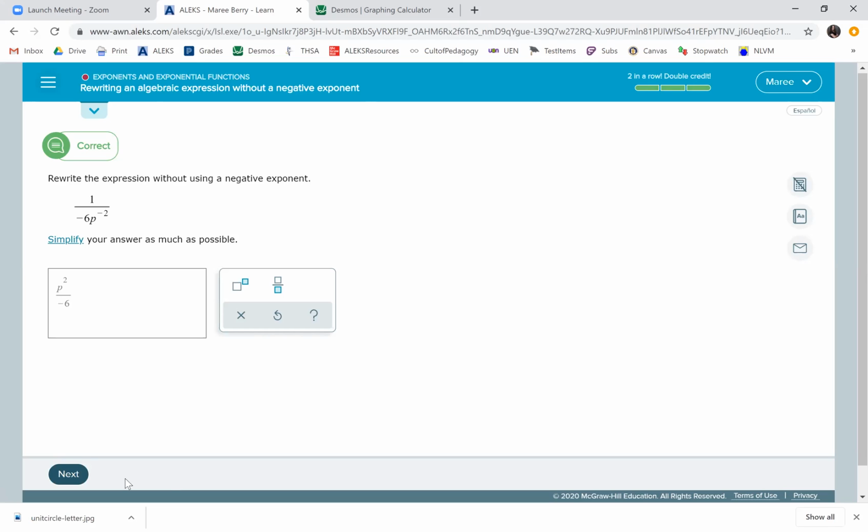So that's it. We're just moving whatever has the negative exponent, move it to the opposite place in your fraction, either in the top or the bottom. Okay, that's the end of the lesson.